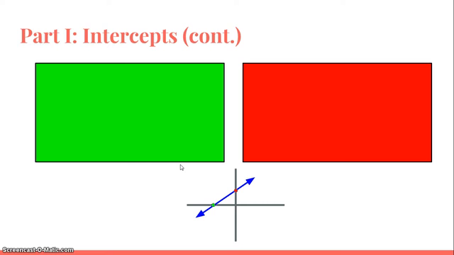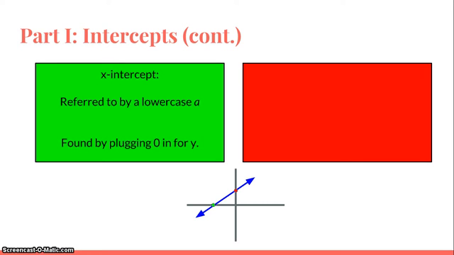Now, we'll talk a little bit right now about how to find these. It's really important. We'll start off with the x-intercept. It is oftentimes referred to by a lowercase a. You won't see that in our book too much, but I always like to give it to students because it sometimes helps to have a little abbreviation to use as we write these over and over again. And we will find the x-intercept by plugging 0 in for y. That's the most important thing here in this little green box. We find the x-intercept by plugging 0 in for y.